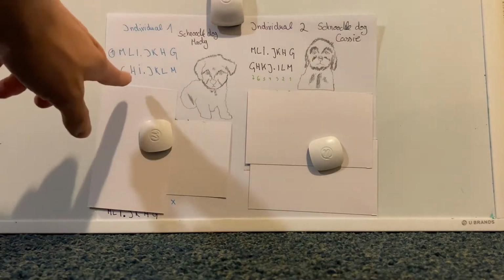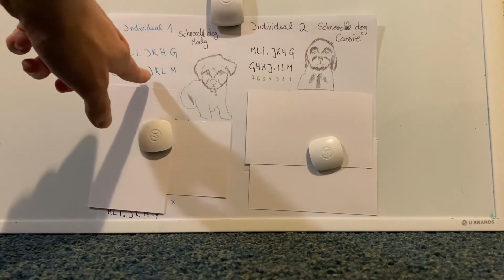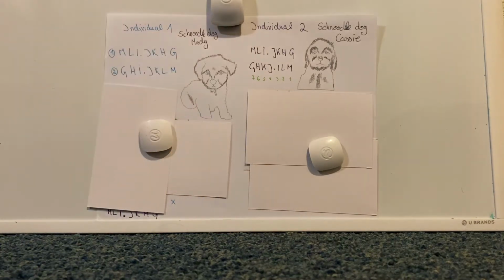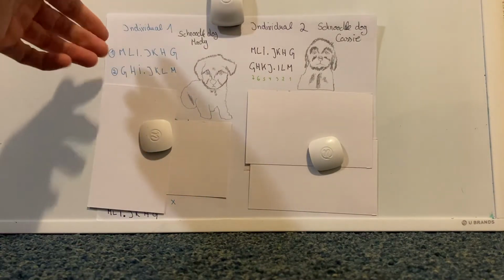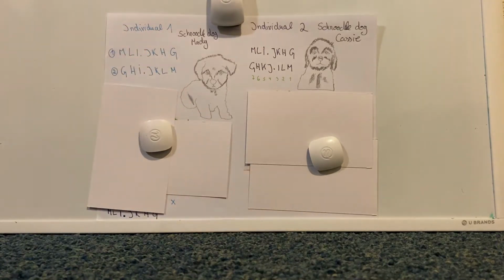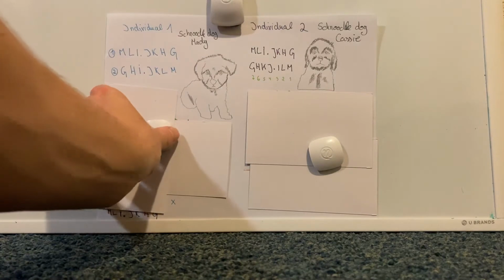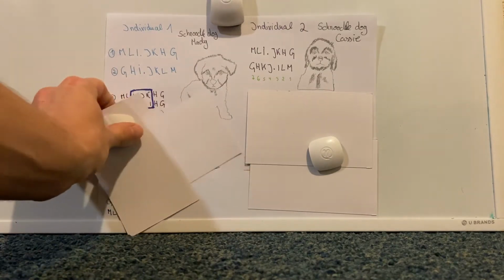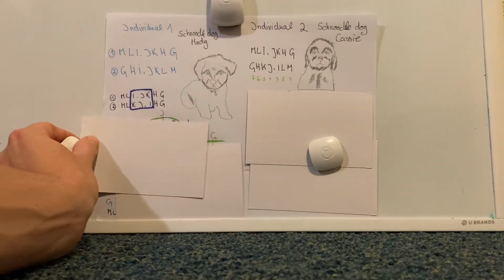MLI.JKHG, and on the second strand, it's GHIJKLM. So we can see already that each chromosome is represented by a letter, and the dot or period is representing a centromere, that something isn't quite right here. So we looked at it a little closer, and then we came to this.